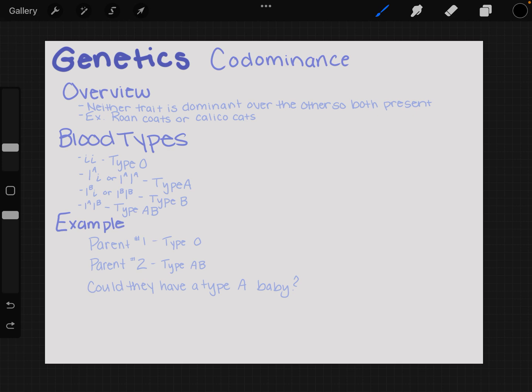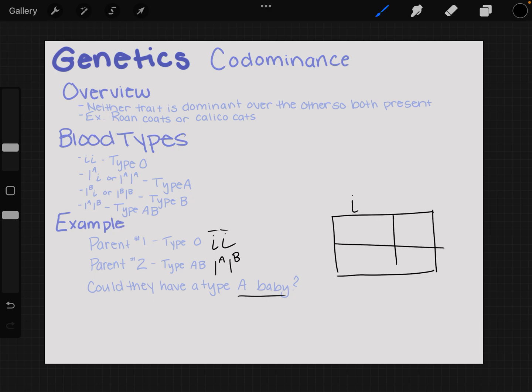Parent one has type O blood, so that means they have 2 lowercase i's as their genotype. Parent 2 has type AB, so that means they have a capital I with subscript A and a capital I with subscript B. So can they have a type A baby? We're going to solve this the same way we would a regular monohybrid Punnett square question, right? So we're going to put the lowercase i. This is one example where you don't really need to do a full Punnett square. You can do kind of a half Punnett square. And then you can do the I subscript A, I subscript B, because those are the 2 gametes that can be passed on.